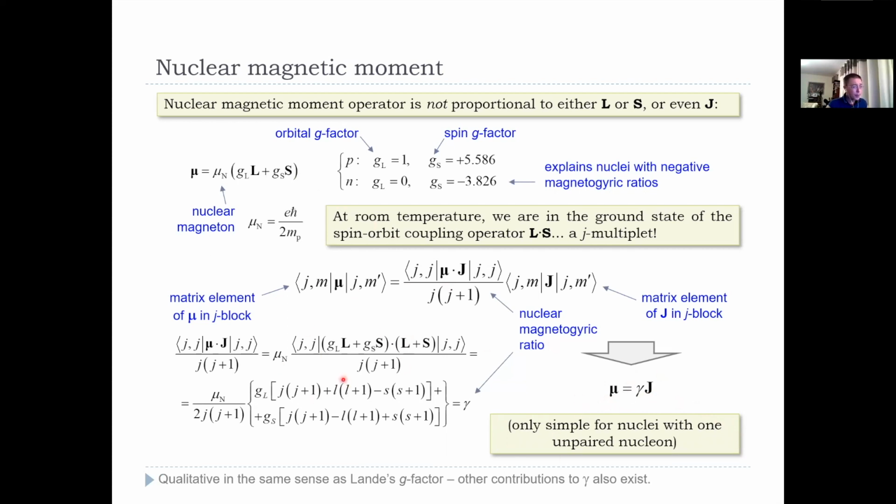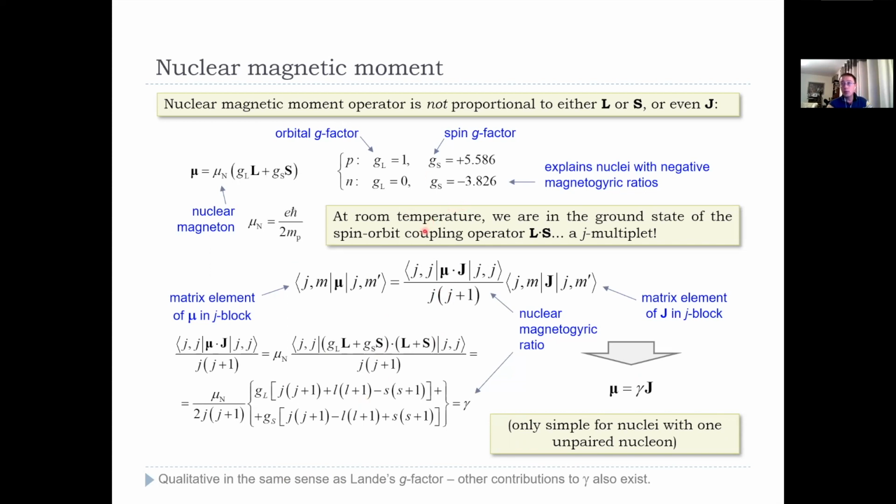This is only simple for single unpaired nucleons. If you've got multiple unpaired nucleons, this mathematics becomes horrendous, but this final result survives: that magnetic moment is a multiple of the nuclear total momentum, which we chemists call nuclear spin. It's a qualitative treatment, this one.